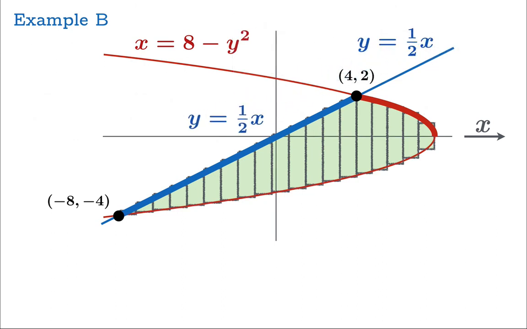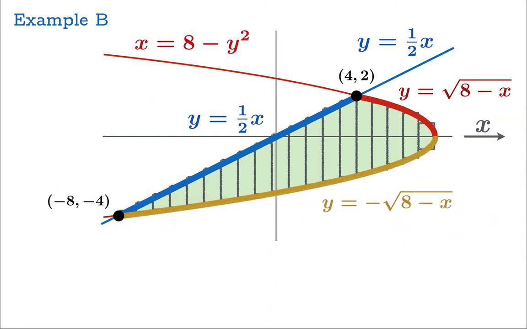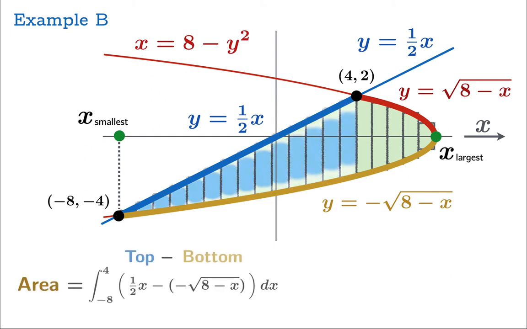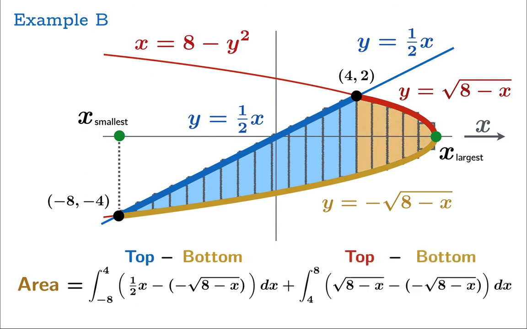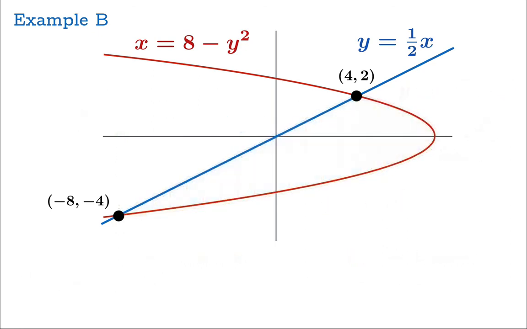Now, the top function on this side is given as 1/2 x, and the top function on this side is given as square root of 8 minus x. Good exercise to do that. Here's our bottom function, negative root 8 minus x. You have one description of the bottom throughout. Your smallest value of x is -8, and your largest value is 8. So your area is given by 2 integrals here. So we'll have to integrate from -8 to 4, top minus bottom, and then 4 to 8 with the new top minus the bottom. So the area is given by the sum of 2 integrals.